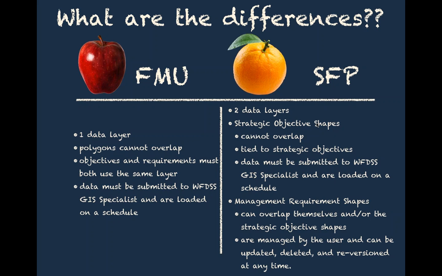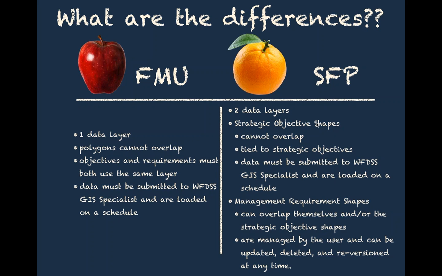The other side of that coin is the more open spatial fire planning process. With spatial fire planning, you get two data layers, and they fall into two categories. The first one's those strategic objective shapes. They're not allowed to overlap. They need to be submitted to Ben, and they're tied to your strategic objectives. And then the management requirements, like we talked about, can overlap themselves and or the strategic objective shapes, and they're managed by you, the user, and can be updated, deleted, reversioned at any time. So you've got a lot more say in the management of your data.